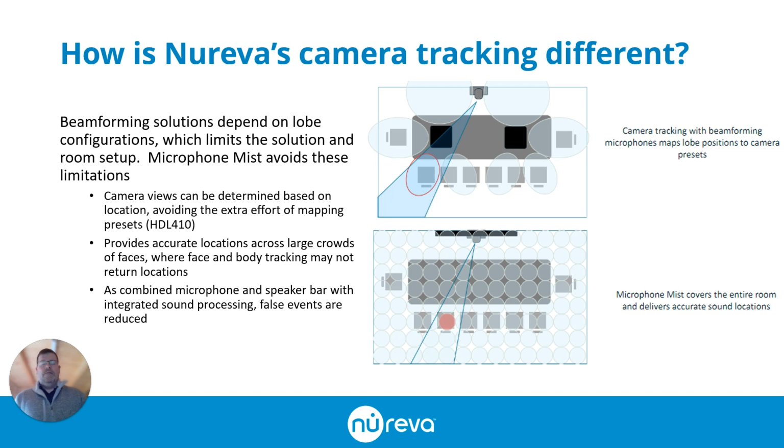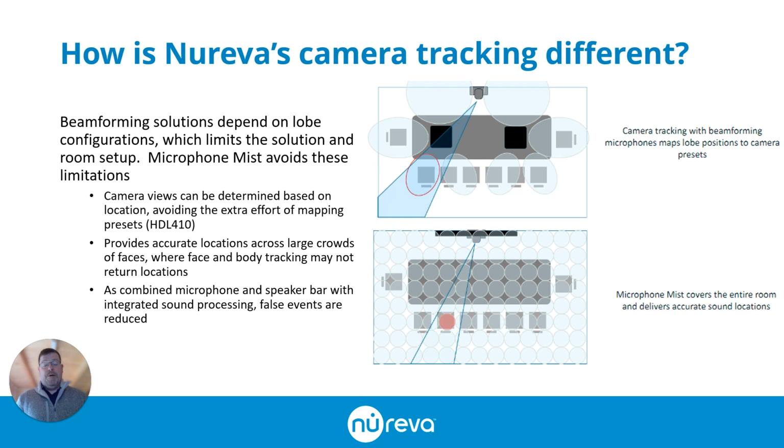Now, there are lots of solutions on the market already to do camera tracking, but why is Nureva's solution different? Well, their approach to camera tracking gives several key advantages over doing the same using beamforming microphone technology. Because beamforming mics do not give whole room coverage, they can only map onto specific lobes or areas in the room. Microphone Mist allows the entire space to be mapped, and so gives a far wider space that it can cover for camera coverage and with greater precision.